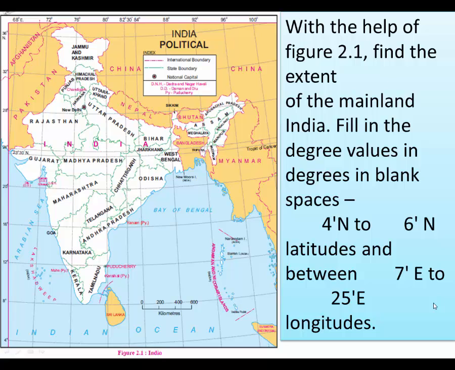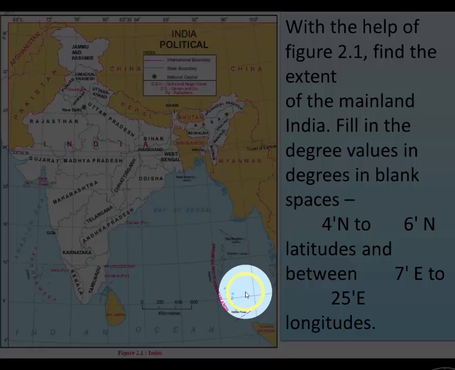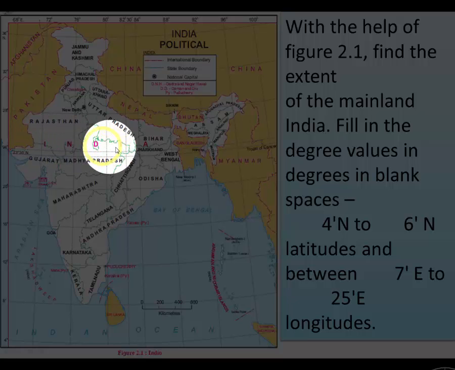Okay, now do the exercise. With the help of figure 2.1, find the extent of mainland India. Okay, we have to find India on a globe with the help of latitude and longitude degrees. The blanks are there. Okay, first is dash and 4 minutes north. Okay, we have to find India. This is India. Okay, now let's fill in the blanks.